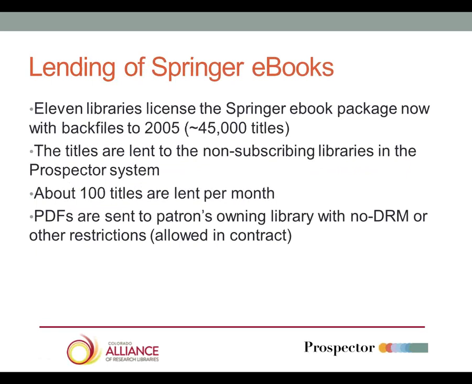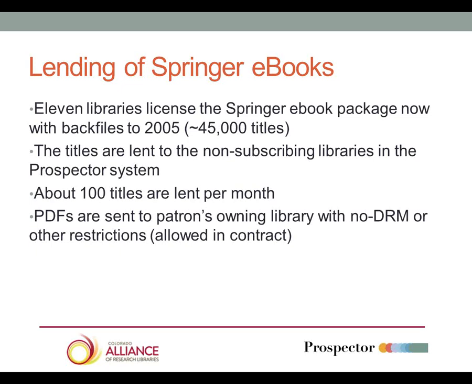There is one nice big body of ebooks that are from a publisher, and I think I mentioned this earlier, Springer, that's allowing us to lend books through Prospector. So there's actually 11 libraries who license the Springer ebook package, and now they have back files that go back to 2005. It's approximately 45,000 titles. I think it's actually quite a few more. I looked at this before, and I think they've grown quite a bit.